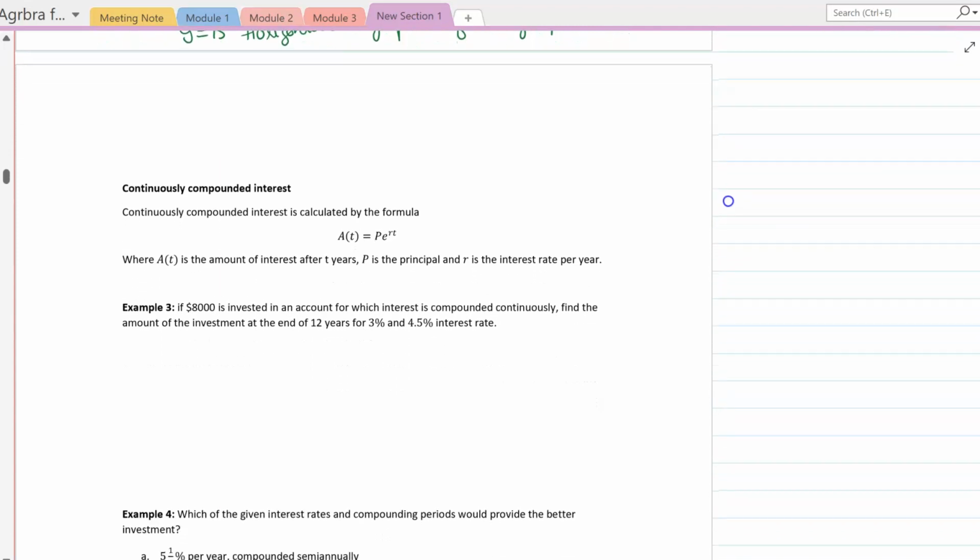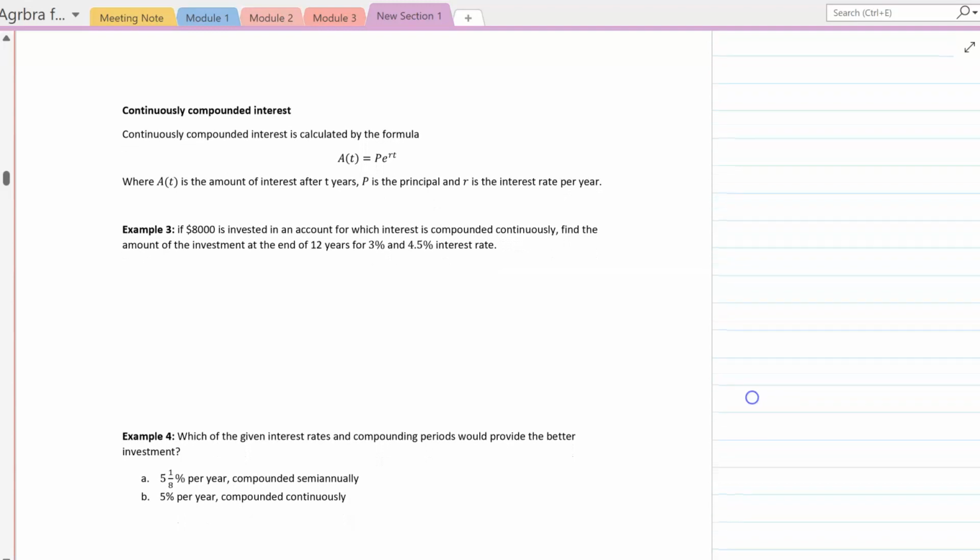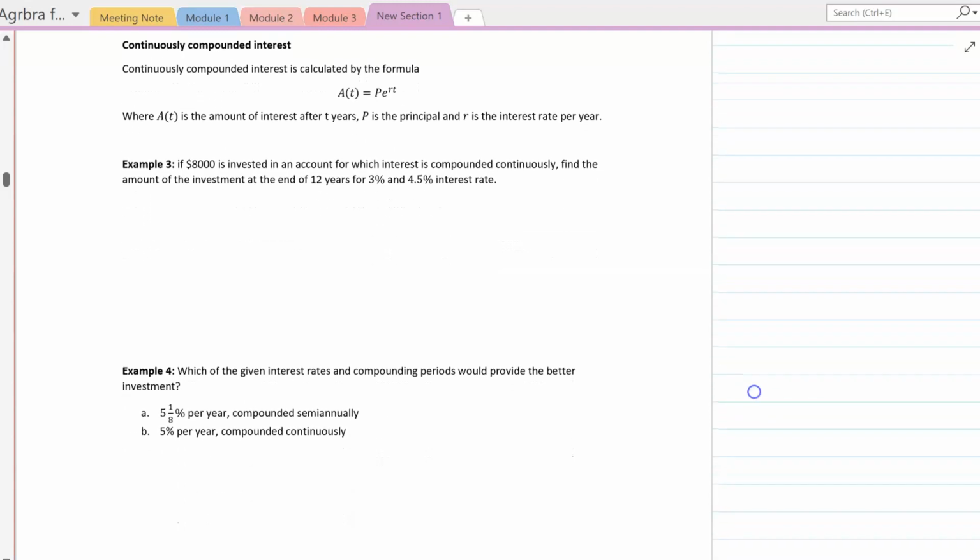Let's take a look at continuous compound interest. Here we are given this formula. Let's take a look at this problem. If 8,000 is invested in an account for which the interest is compounded continuously, find the amount of the investment at the end of 12 years for a 3% and a 4.5% interest rate.